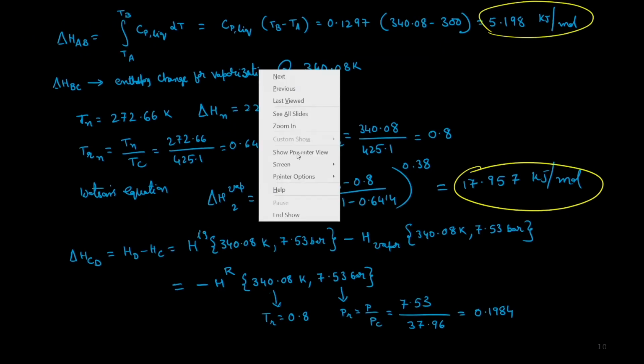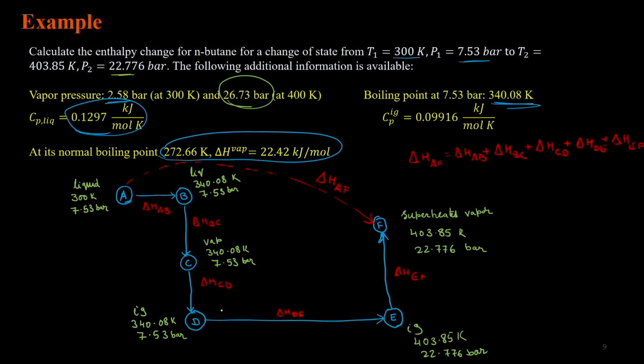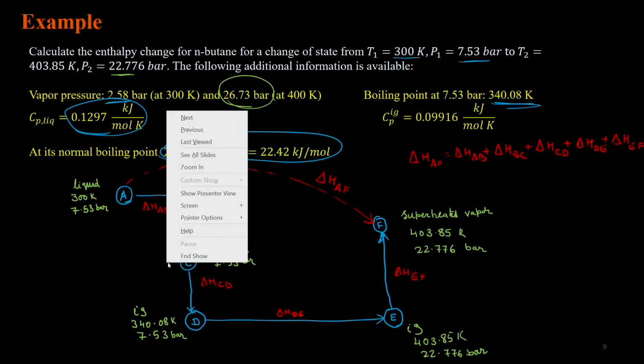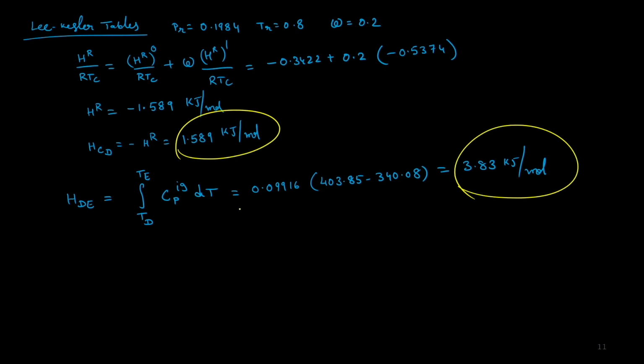Let's look at what this number is. HE to F, again, the temperature and pressure are not changing. What is changing is the state of the substance. It goes from an ideal gas state to a superheated vapor, right? So this is exactly the residual property at this condition.